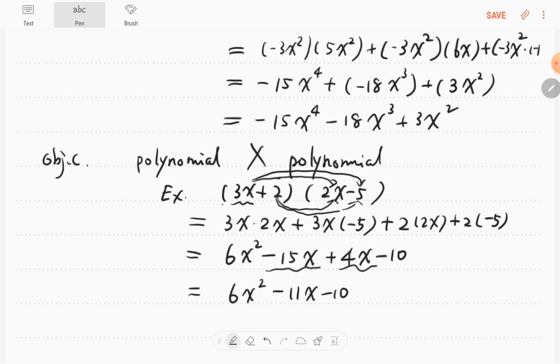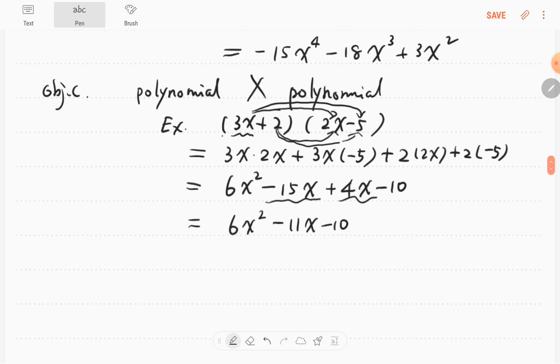So this is how we do polynomial times polynomial. This time we should use the distributive rule a lot. Let's check another one.